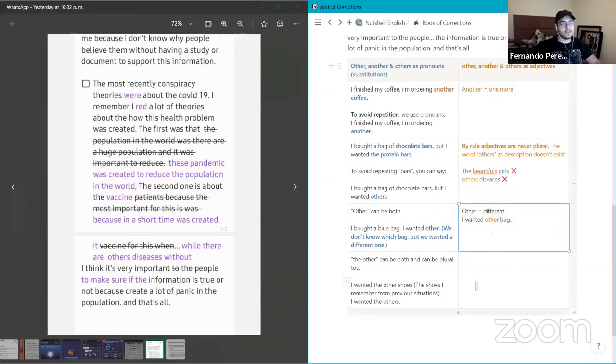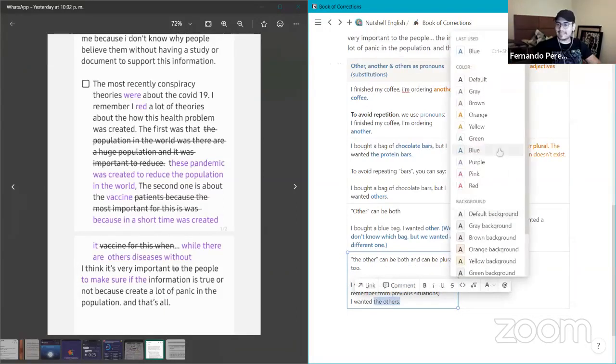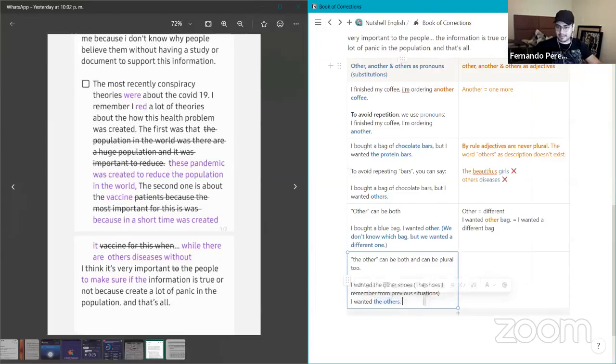So let's contrast other and the other. "I wanted other bag" is similar to saying "I wanted a different bag." If you don't say the, it's a different bag. It doesn't matter what bag you're talking about. If you say the, you know specifically what object you are mentioning.